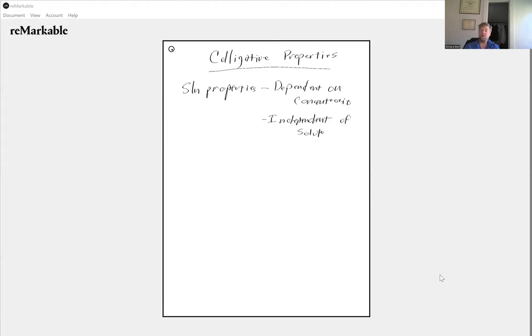Now, there are three major colligative properties that we talk about. Let's first talk about, well, winter is nigh upon us. So let's talk about the one that you're familiar with. Freezing point depression.